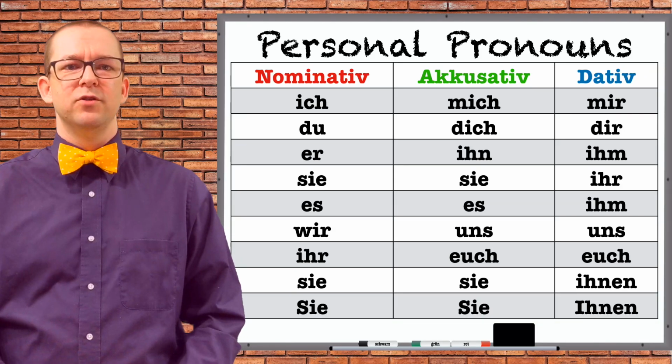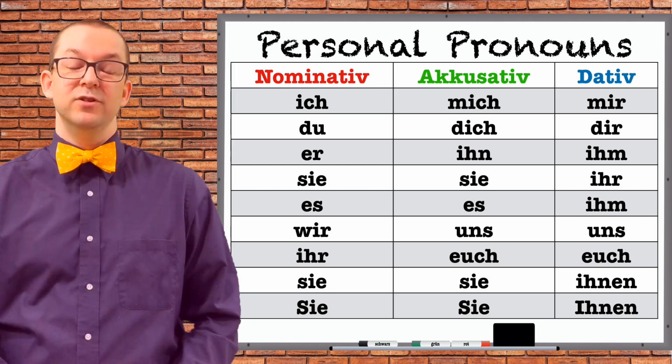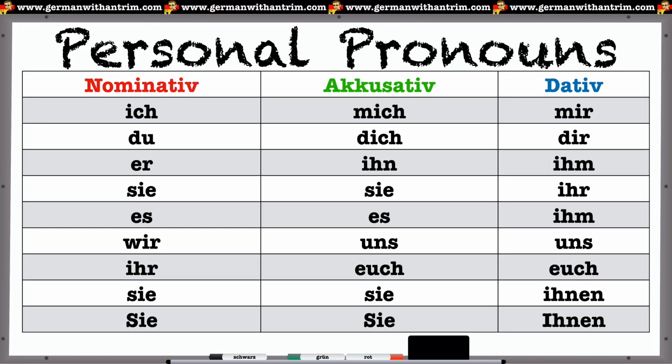Now that you know what the personal pronouns are in the dative case, you can make a chart like this one if you're one of those students who likes charts. Ich becomes mich in the accusative and mir in the dative. Du becomes dich in the accusative and dir in the dative. Er becomes ihn in the accusative and ihm in the dative. Sie stays sie in the accusative, but becomes ihr in the dative. Es remains es in the accusative, but becomes ihm in the dative.